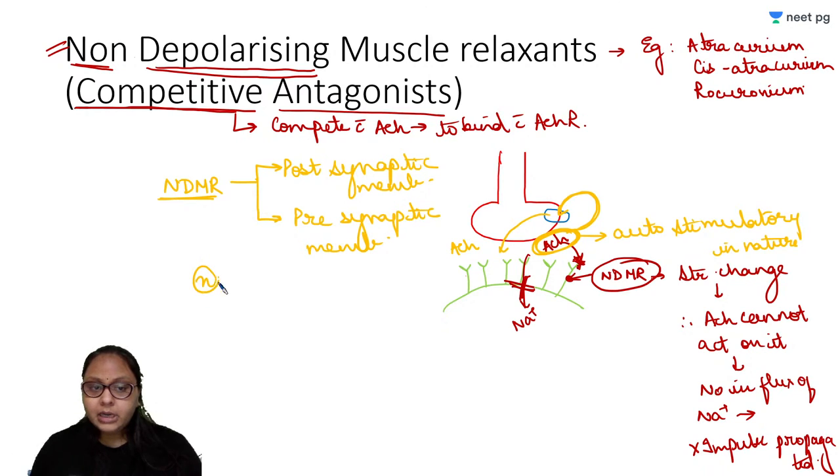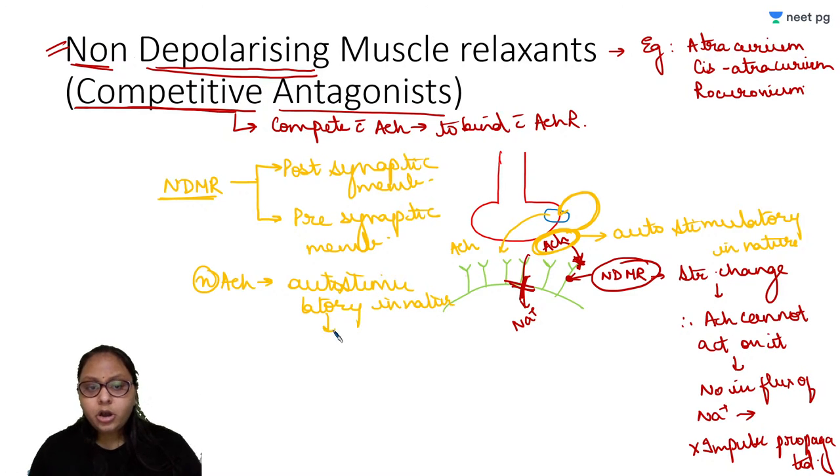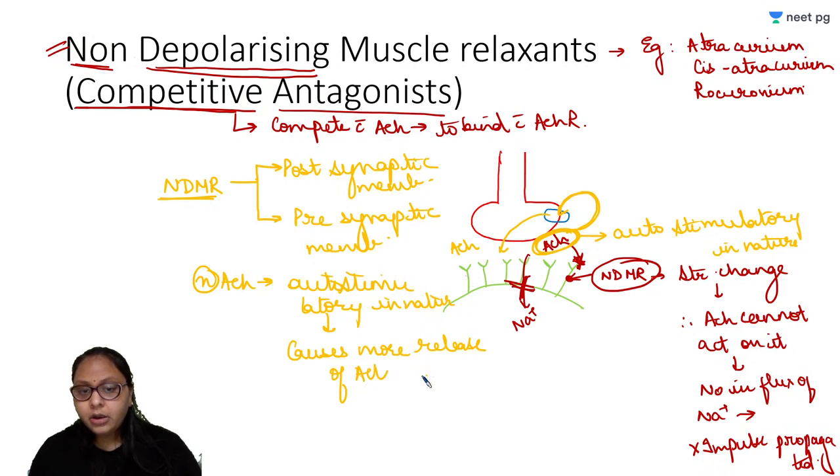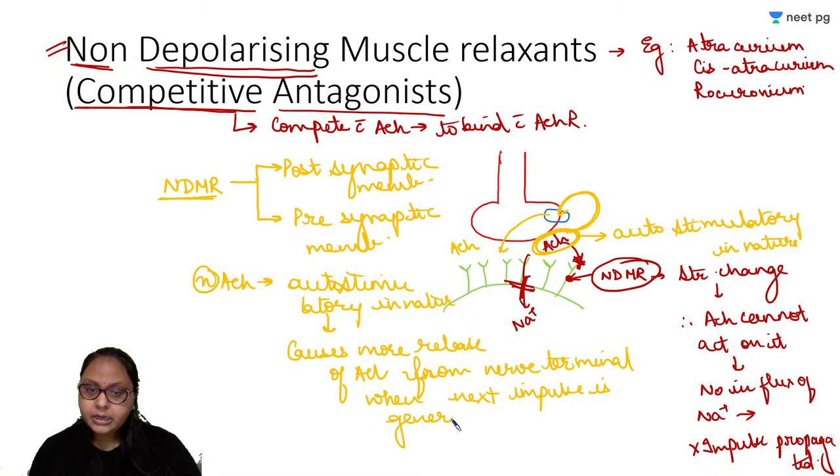So basically, normally, acetylcholine is auto-stimulatory in nature. So it causes more release of acetylcholine from the nerve terminal when the next impulse is generated. So the first impulse came, acetylcholine was released.